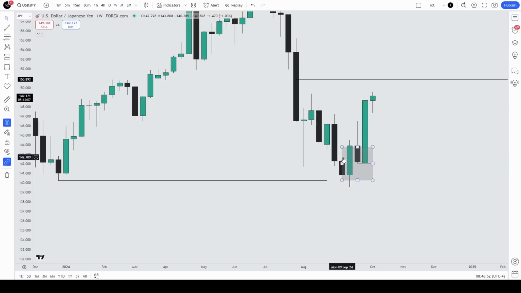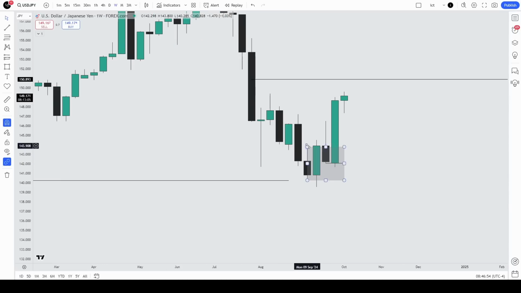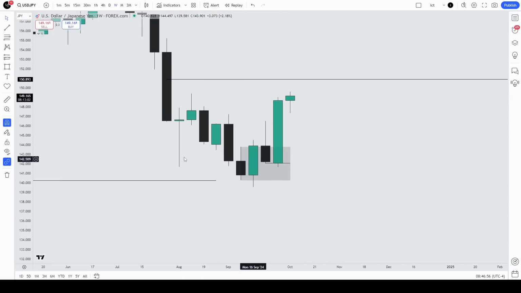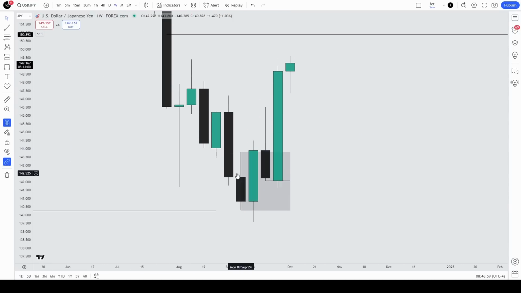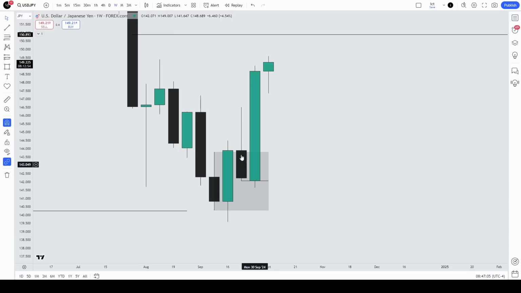Why is this a bullish order block? Because this candle closed above this candle's high. Really, it would still be valid if we closed above this candle's body, but the high makes it even more high probability. So anytime we're inside this grey box on your screen, we are inside of a weekly order block, and you have to keep that in mind. A weekly order block, why is this one important?